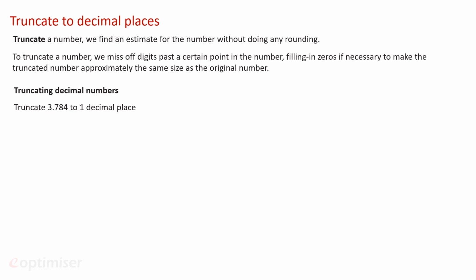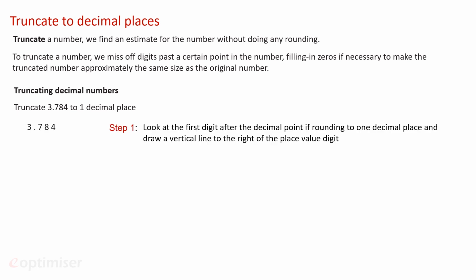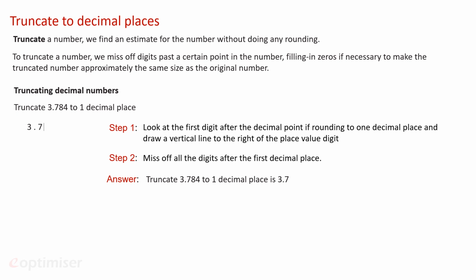Let's look at some examples. Truncate 3.784 to 1 decimal place. As we did before, we place a vertical line after the first decimal place. Now you have to look at all the digits after the line and remove them. That's all you have to do. We are not doing any rounding at all. If you truncate 3.784 to the first decimal place, you will get 3.7.